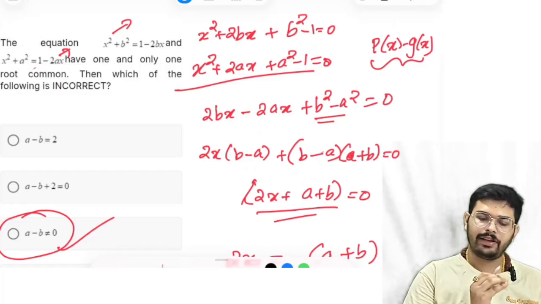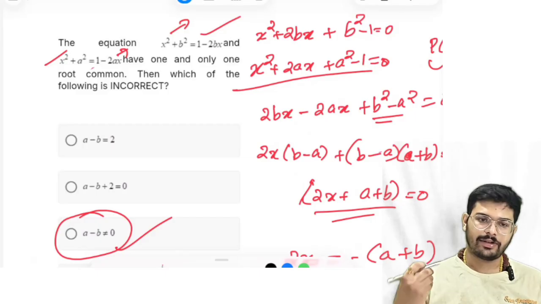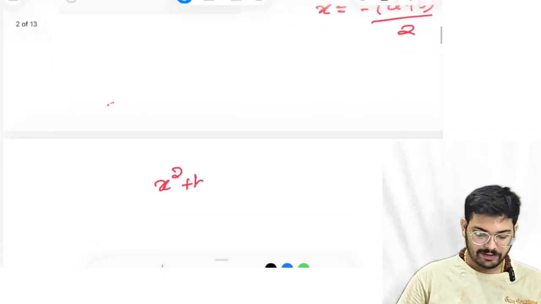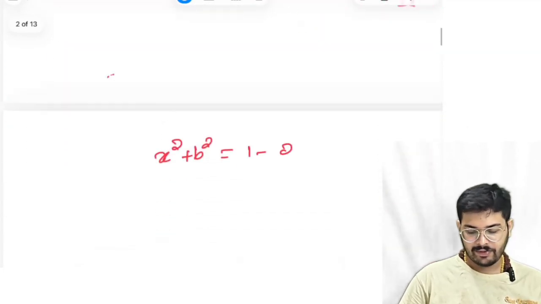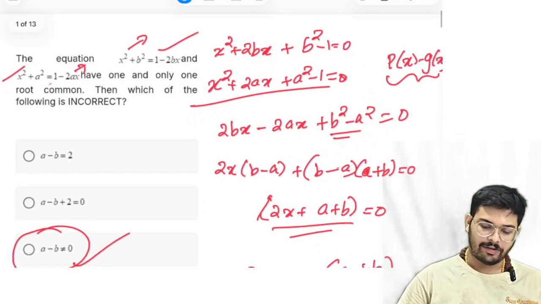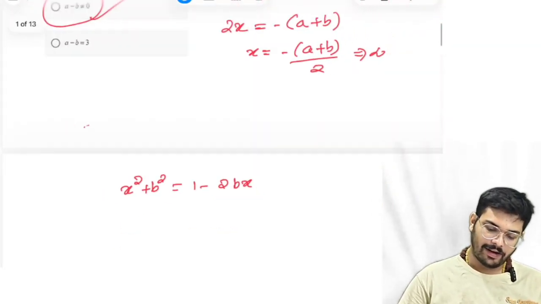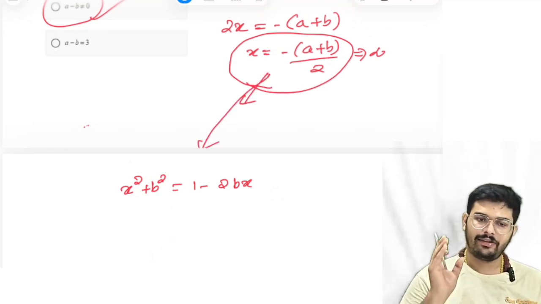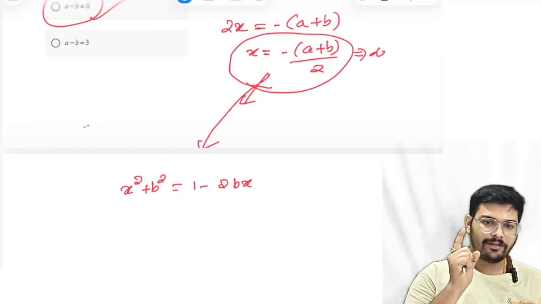That will be the root of these two polynomials. You can pick either polynomial, either x square plus a square or x square plus b square. I am taking x square plus b square. So it is x square plus b square equal to 1 minus 2bx. Or you can take this expression also, both will give the same thing. We will just simplify. Now, since this is the root of p of x minus g of x, that will be the common root of these polynomials also. We have only got one root, that's the common root. Whenever you take a difference, you will get one root only.